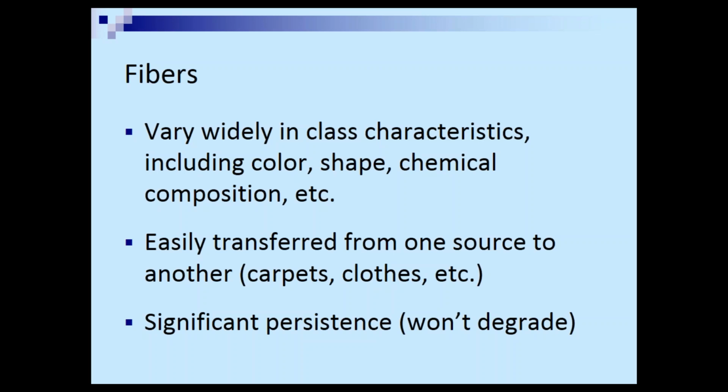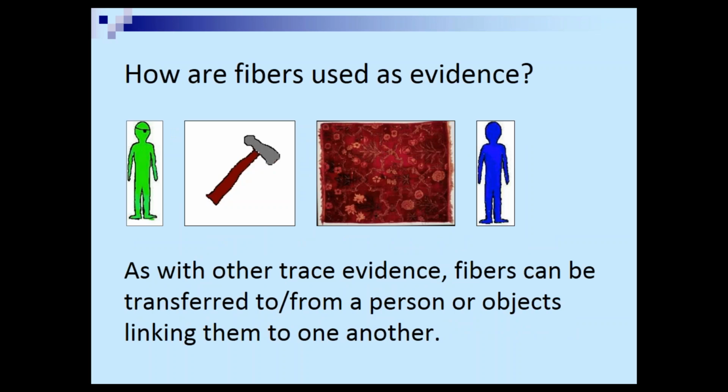All right, the reason why fibers are good for use as evidence is that they're easily transferred from clothing or a rug or carpet from one item to another, from one person to another, from the crime scene to a person, or, in the case of clothing, from the person to a crime scene. So they're very easily transferred between people, places, and things.